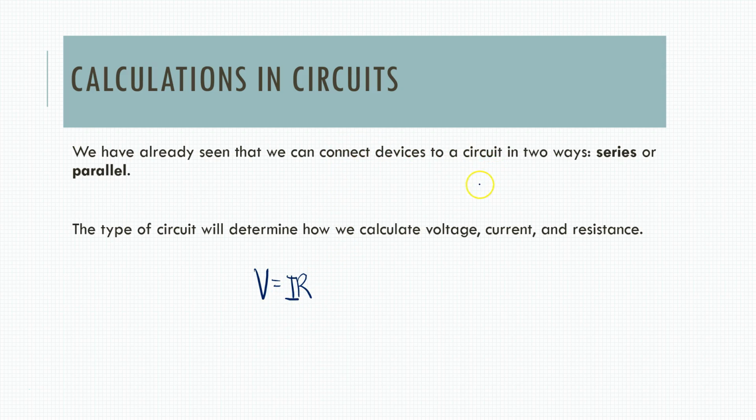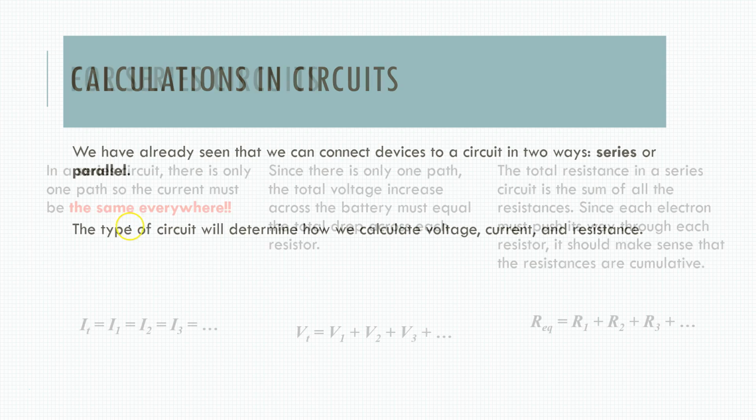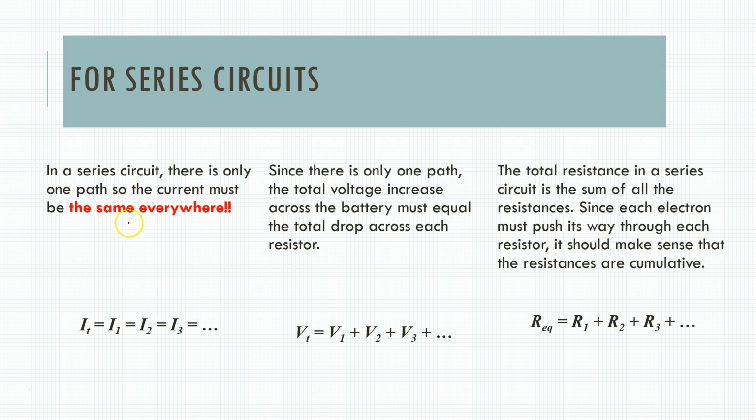Now we've already seen that we can connect circuits as series or parallel circuits. And so which kind of circuit it is will determine exactly how we're going to calculate the voltage, the current, and the resistance. So now this is on your reference table. It is on page 3. You have two little areas. One says series and one says parallel circuits.